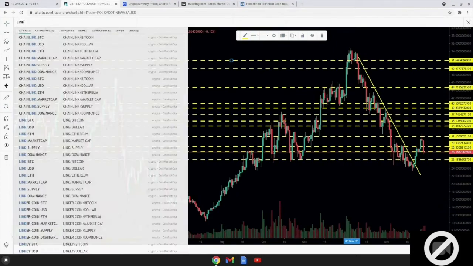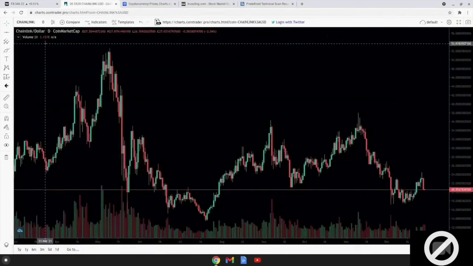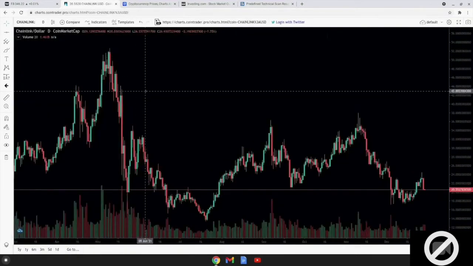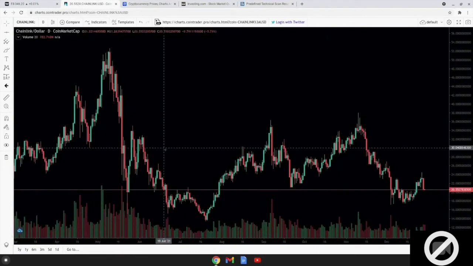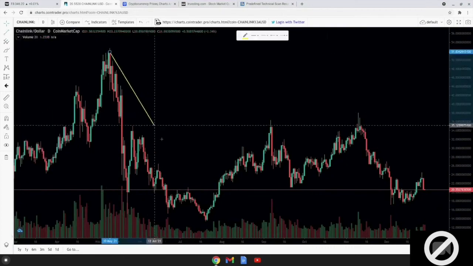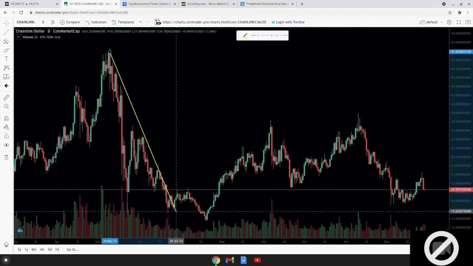So you want to put, just like you did with the stock, the coin up here, and you want to pick USD, okay? Because if you pick Bitcoin, it's going to go off the Bitcoin price, and it's going to look a lot different. So I pick USD. All right, the first thing I see is this strong trend line on the way down, right? So I'm going to add that.